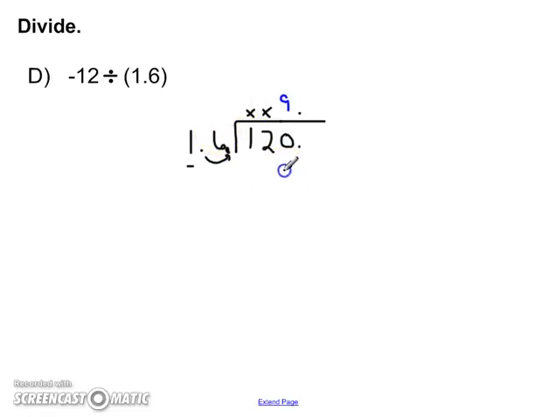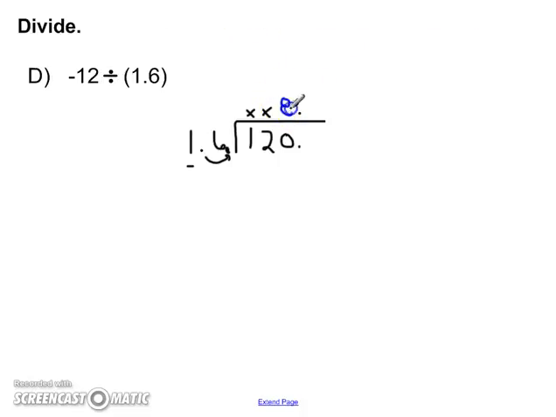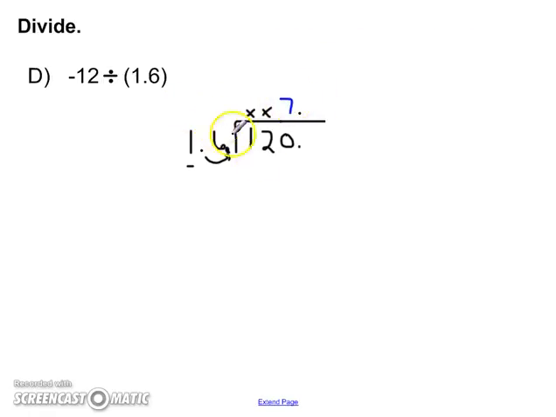6 times 9 is 54. 9 times 1 is 9, plus 5 is 14. Oh, too big. Okay, so back it off. Try 8. So let's go 8. 6 times 8 is 48. 8 times 1 is 8, plus 4, 12. Oops, still too big. And that may happen sometimes, a little guess and check. Now, you may have other ways in which you can estimate, but let's try 7.